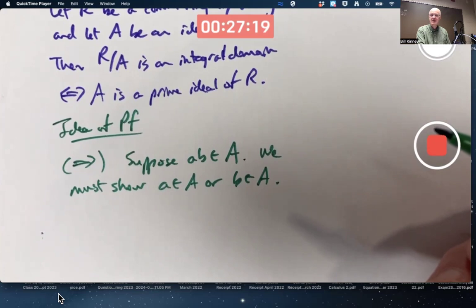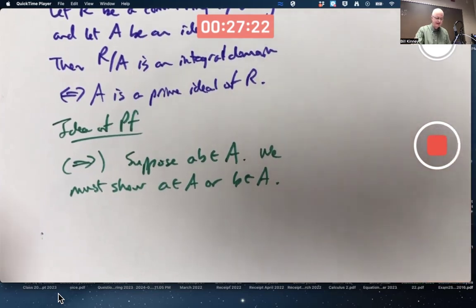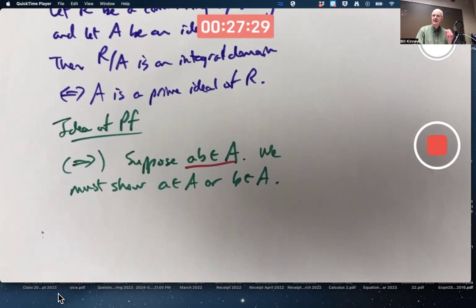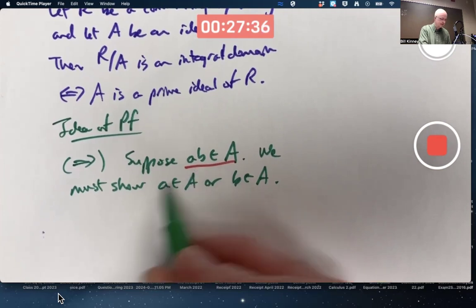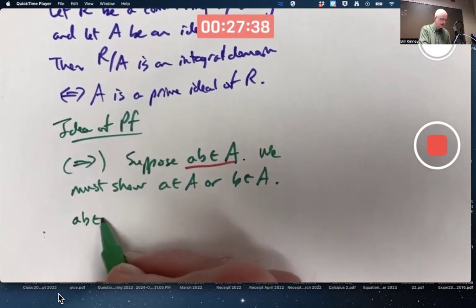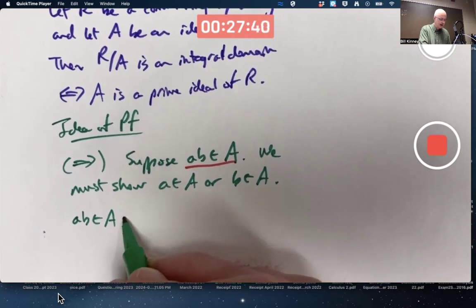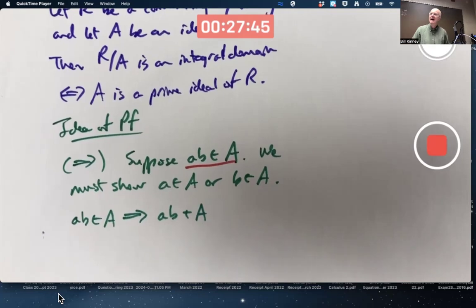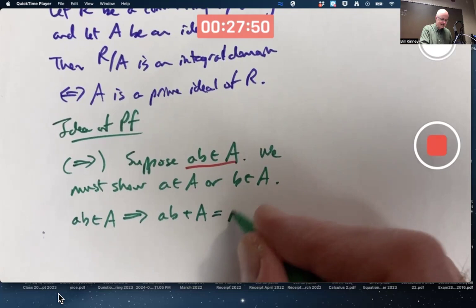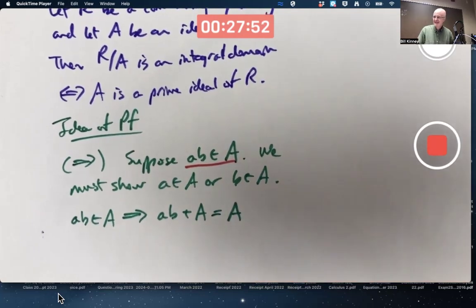Could take some experimentation. The key thing to realize is, since you're supposing ab is in the ideal, consider the left coset with ab as the representative. So this is a bit of scratch work right here. ab being in A implies the coset with ab as the representative must equal A itself, right? It's sucked in.